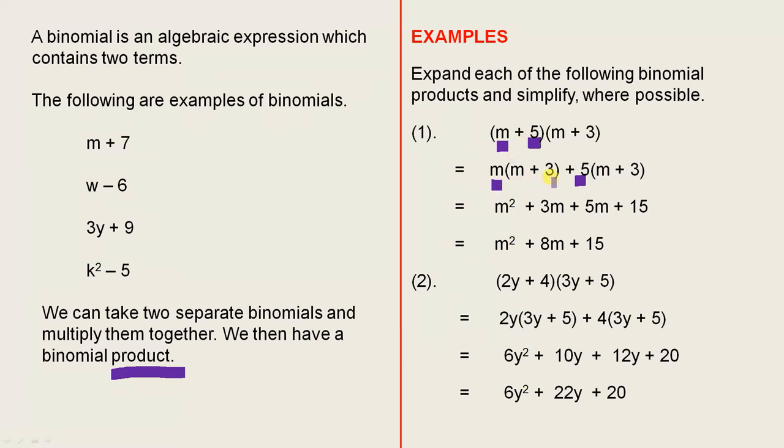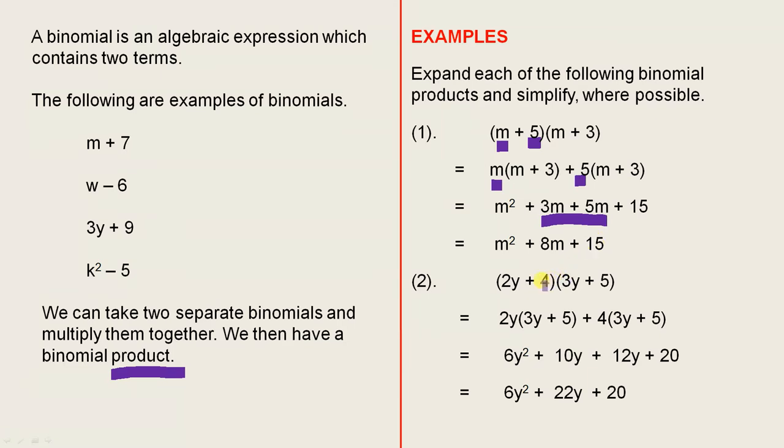So now we just remove the grouping symbols. m times m is m squared, m times 3 is 3m, 5 times m is 5m, and 5 3s are 15. It says simplify where possible, so we can collect those like terms. So the final answer is m squared plus 8m plus 15.